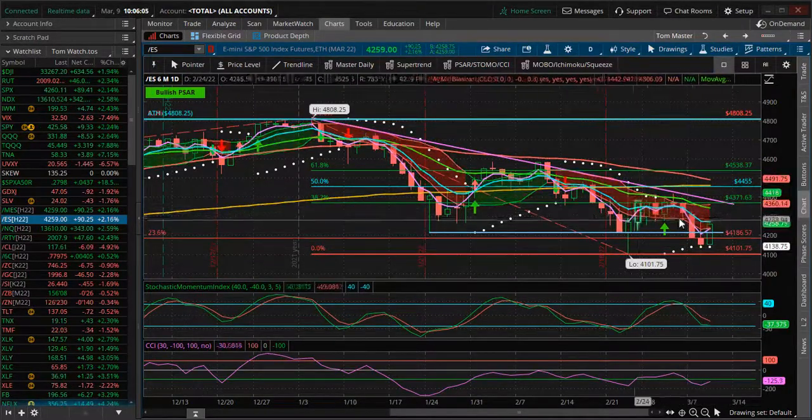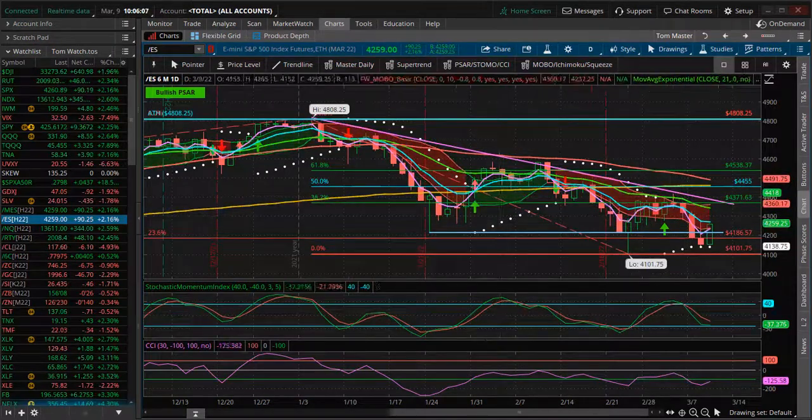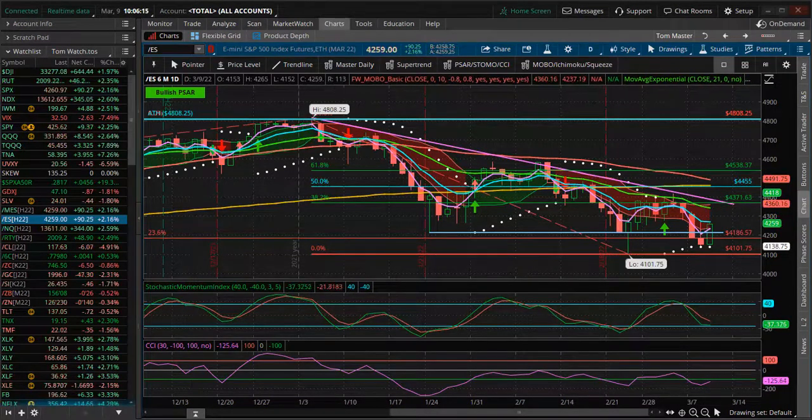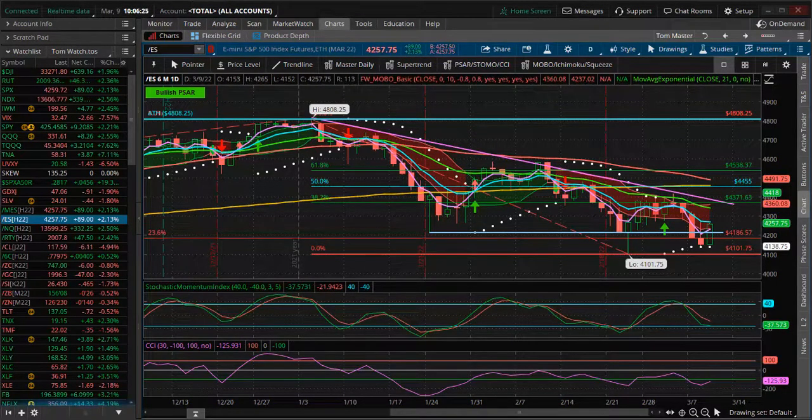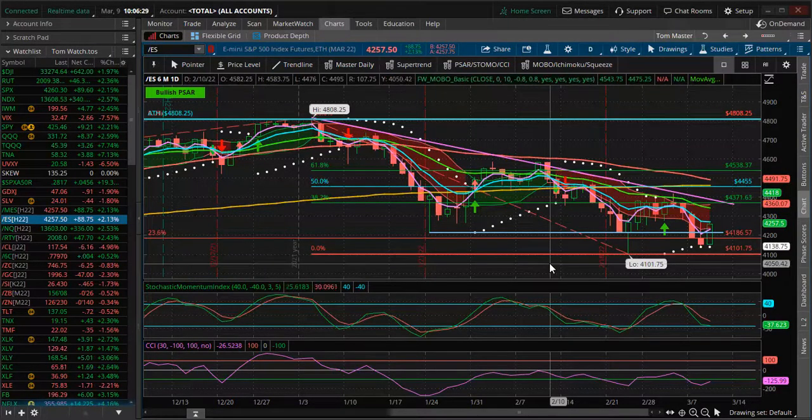We broke through this little consolidation area. I'm going to mute folks here, so hang on, let me find out who needs to be muted. Okay, sorry. All right, everybody's now muted.